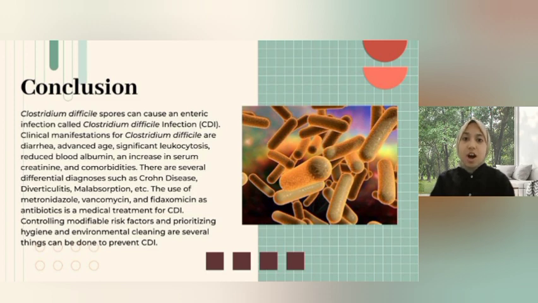Clostridium difficile spores can cause an enteric infection called Clostridium difficile infection or CDI. Clinical manifestations for Clostridium difficile are diarrhea, advanced age, significant leukocytosis, reduced blood albumin, increase in serum creatinine, and comorbidities. There are several differential diagnoses such as Crohn's disease, diverticulitis, malabsorption, etc. The use of metronidazole, vancomycin, and fidaxomicin as antibiotics is a medical treatment for CDI. Controlling modifiable risk factors and prioritizing hygiene and environmental cleanliness are several things that can be done to prevent CDI.